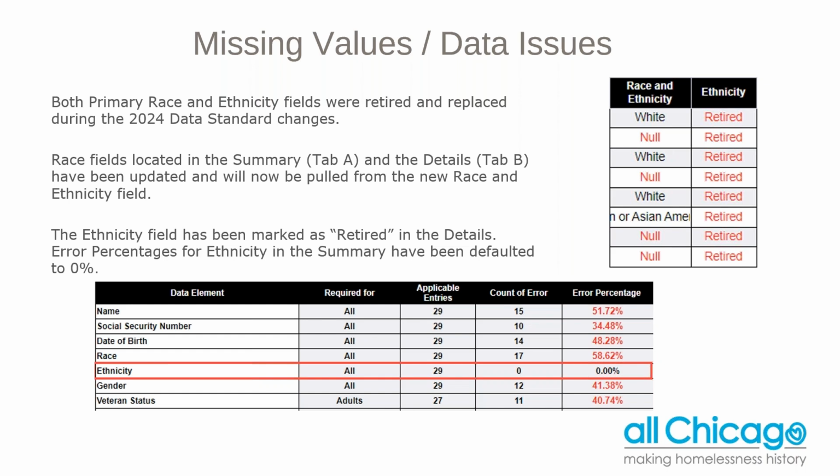And then in the details tab, that entire ethnicity column is going to be marked as retired. So you're going to see all red in that column as retired. There's nothing to address or nothing to correct. And in the summary tab, you should never see anything other than 0%. So you can just disregard that. It's just existing within the report. It's going to be removed at some point, but right now you'll still be able to see it. Any questions before we move on to child-only entries?